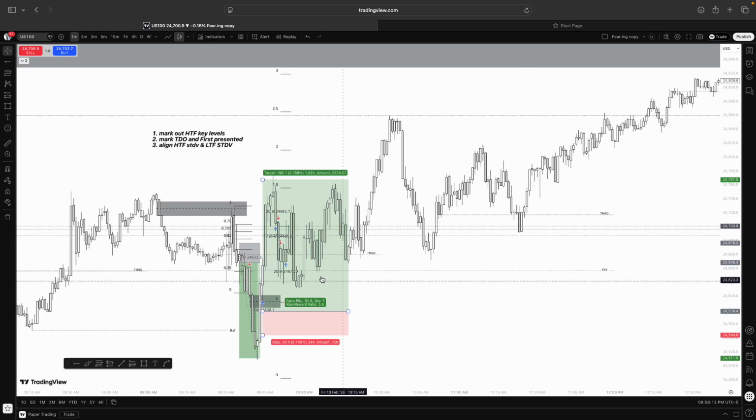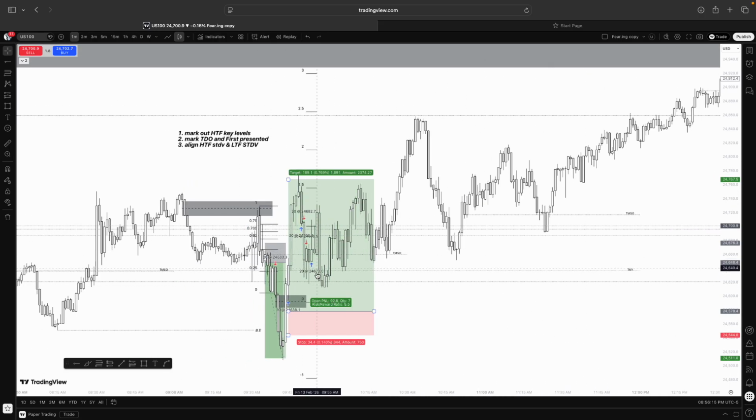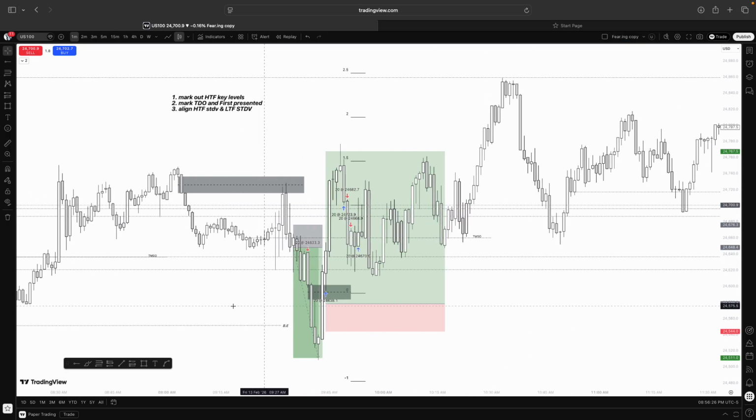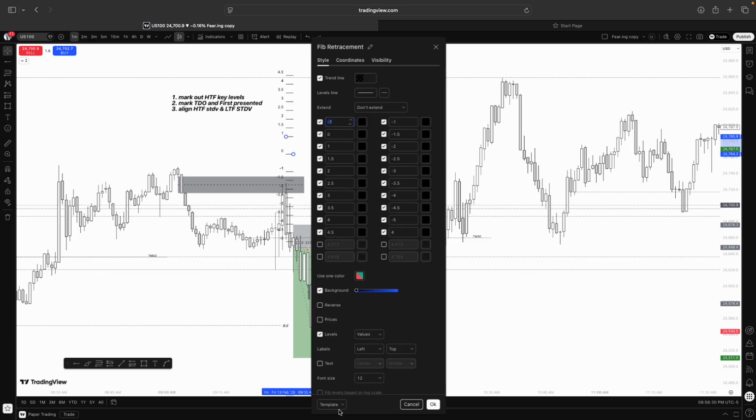Obviously, we didn't get that entry. I don't think I was on the charts at that time, or I overlooked it. But basically, we entered off the retest, and you can mark this standard deviation. I'll even do it again for you guys, because I know it looks choppy with all these numbers and lines. So basically, let me change it.